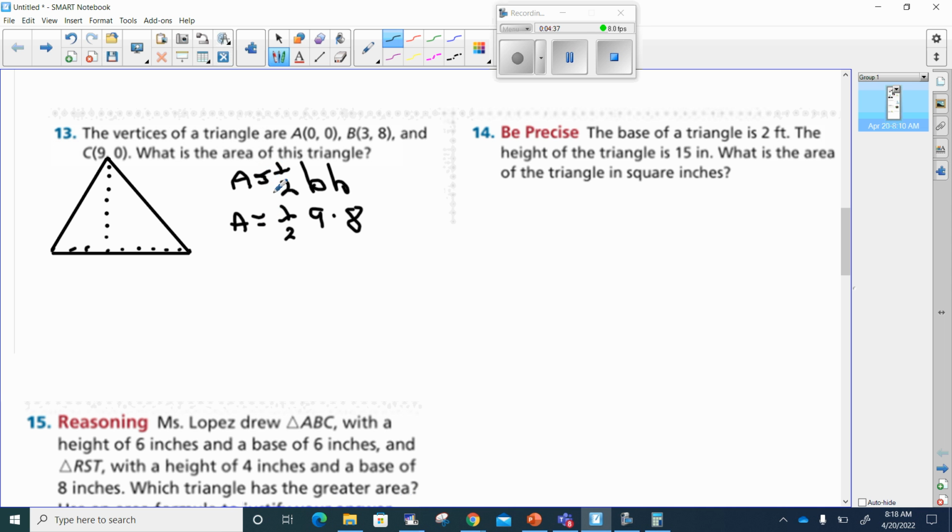Sorry, that didn't quite look like an equal sign. 1/2 of 8 is 4. I got rid of those. Now I have 9 times 4, and 9 times 4 is 36. So the area is going to be equal to 36, and it doesn't really tell us centimeters, or anything. So we're going to go with units squared.